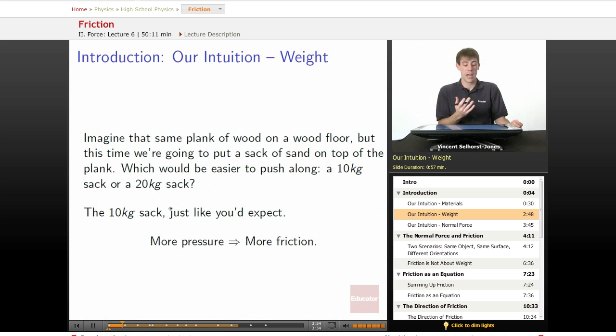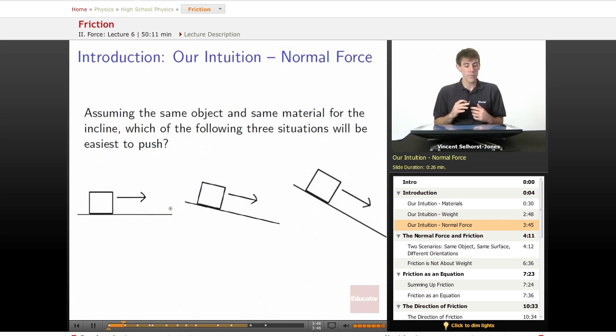It's the 10 kilogram sack. More pressure means more friction. The harder we push on something, the more friction we're going to have to overcome. The lighter something is, the less friction it's going to have to overcome. Right. Assuming the same object and the same material for the incline, which of the following 3 situations will be easiest to push? This is similar to the pressure idea.